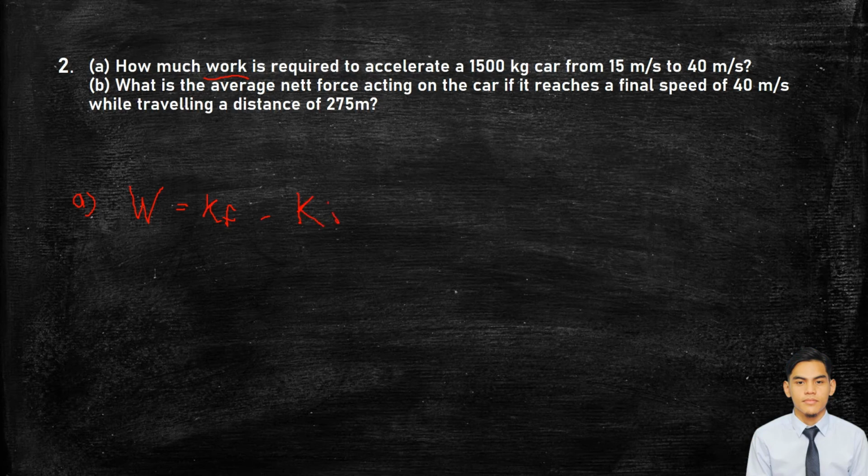So if we look at the question, we were given the mass here and the velocity, initial and final velocity here. So kinetic energy is equals to half mv squared minus half m u squared.